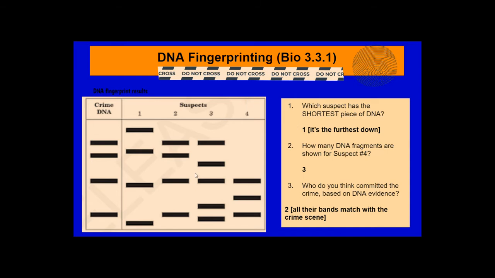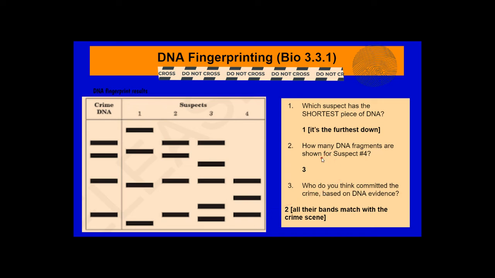So DNA fingerprinting, a thing to remember is this is the gel. When you are looking at what pieces are big and small, remember larger fragments are heavier, so they don't move as far. So this is your heavy fragment or longest one. Whereas down here, you've got your shortest fragment because it moved further. So the shortest piece of DNA, suspect 1, because their fragment moved much lower than all of the other suspects.